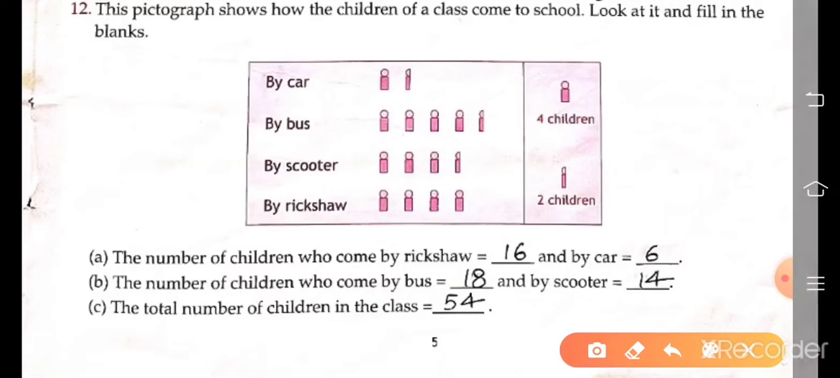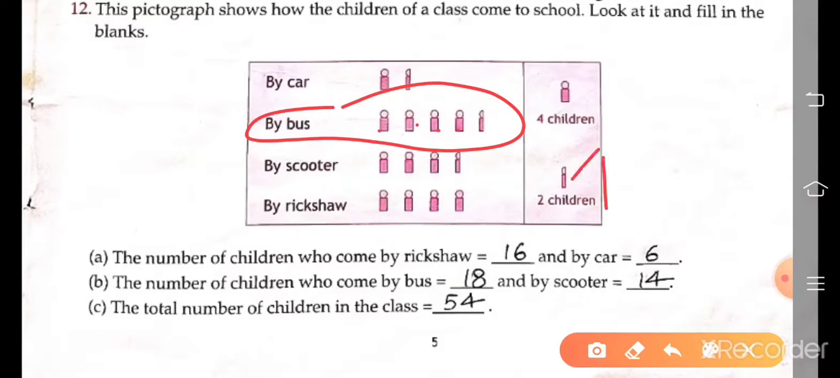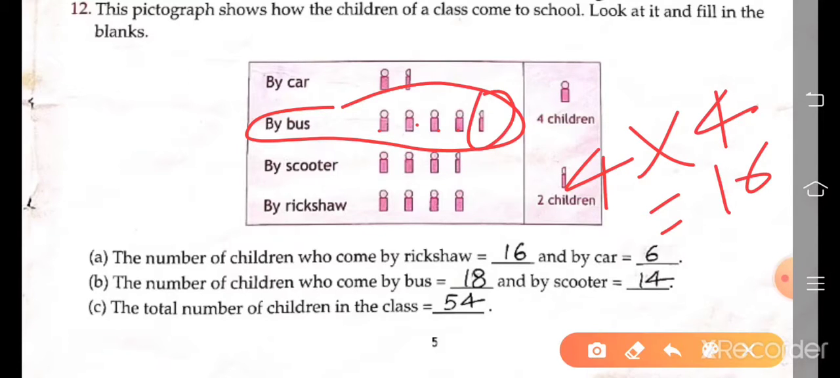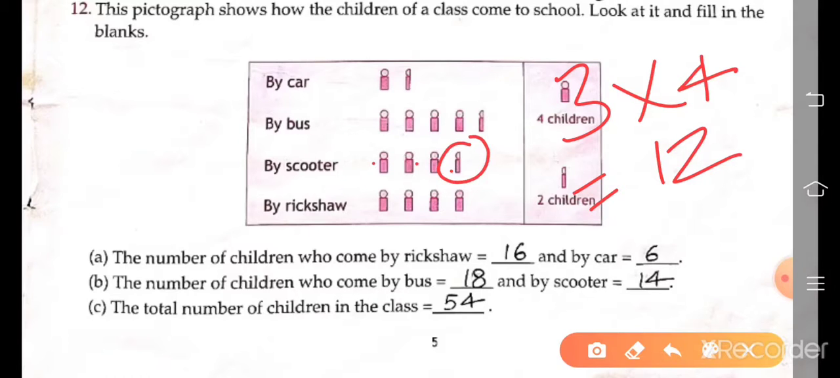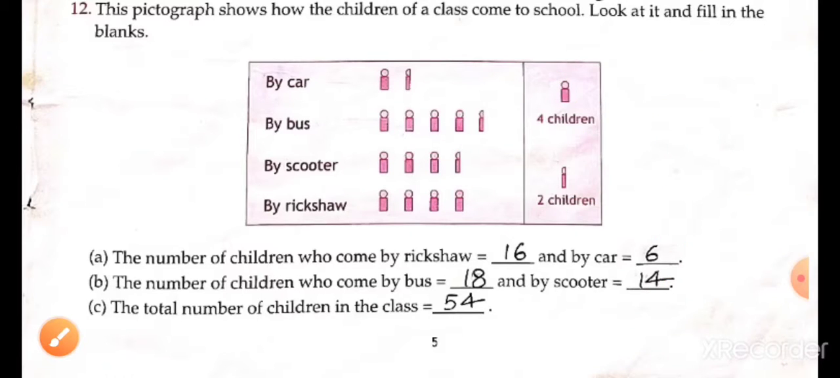The number of children who come by bus. So by bus 1, 2, 3, 4. So 4 4s are 16 and this one means 2. So plus 2 means 18. And by scooter 1, 2, 3, 3 multiply 4 means 12 and this one means 2, means 14. So 14 by scooter.